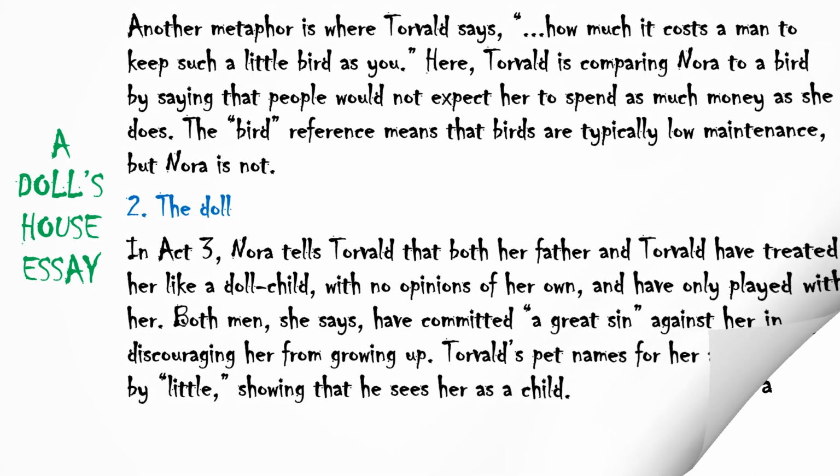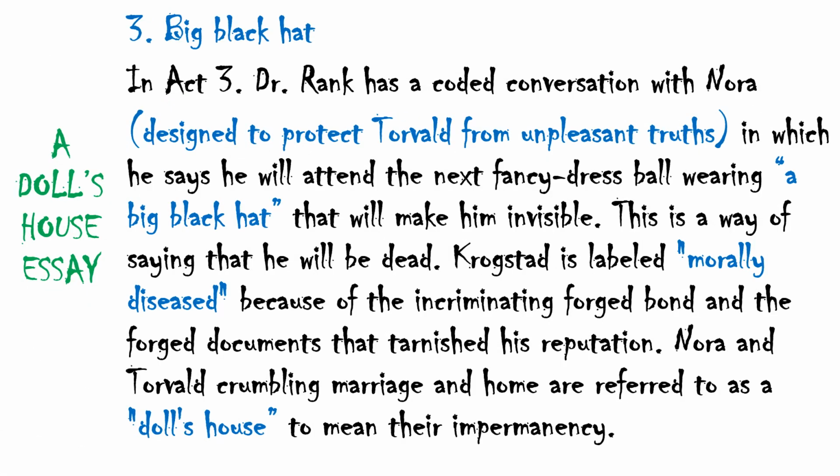Big black hat. In Act 3, Dr. Rank has a coded conversation with Nora, designed to protect Torvald from unpleasant truth, in which he says he will attend the next fancy dress ball wearing, and I quote, "a big black hat that will make him invisible." This is a way of saying that he will be dead. Krogstad is labeled morally deceased because of the forged documents that tarnished his reputation. Nora and Torvald's crumbling marriage and home are referred to as a Doll's House to mean their impermanency.